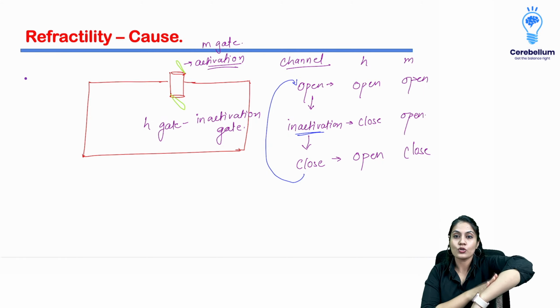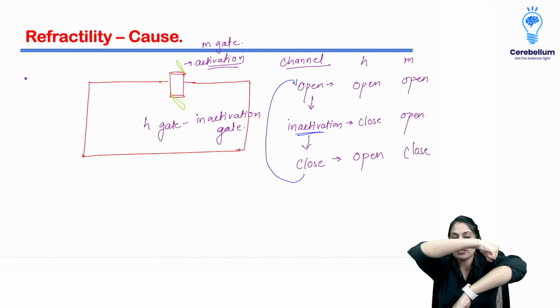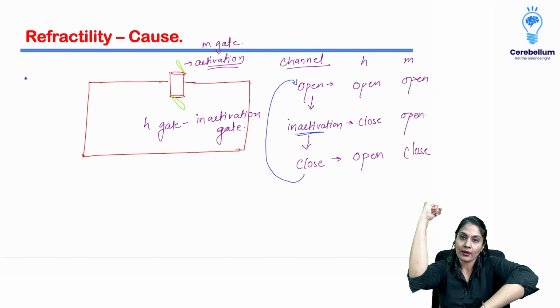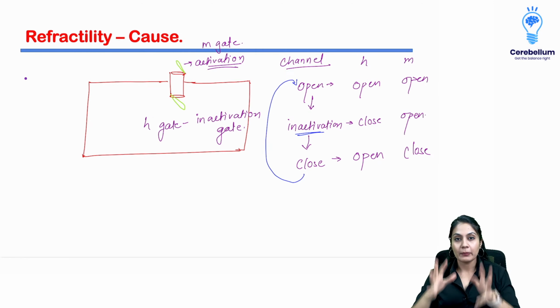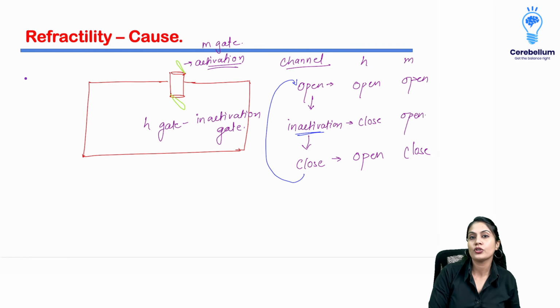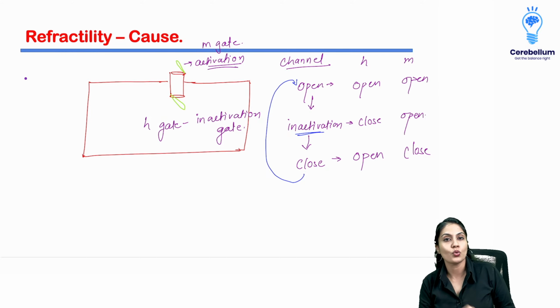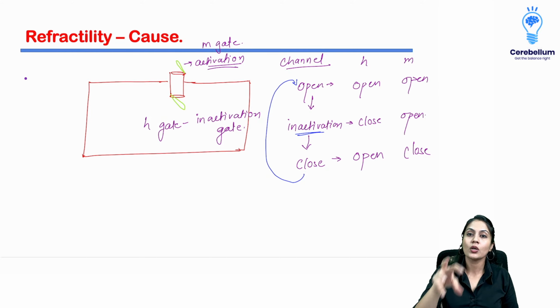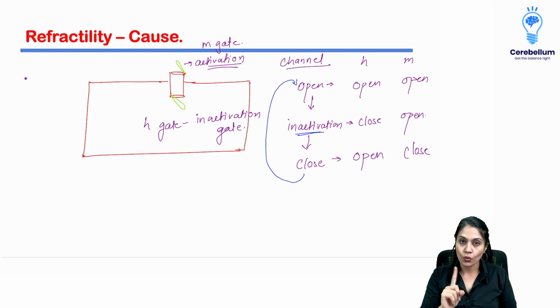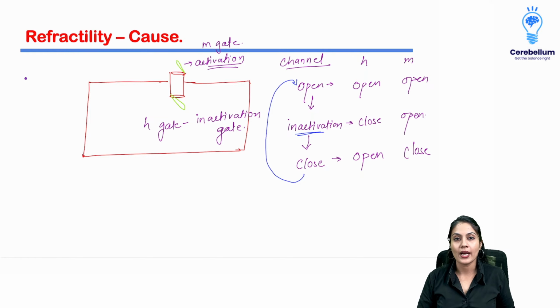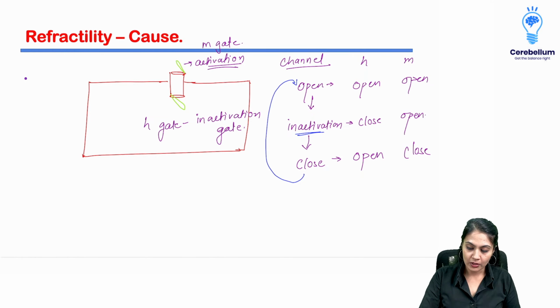That means the H gate will be open, but the M gate is closed. Now, this is not that stubborn a gate. You give a stronger stimulus, this will open and hence it can come into the open condition. But please remember, you cannot go from the inactivation condition towards the open condition. You have to close the channel first. And this occurs from inactivation to the closed state once 1/3 of repolarization is complete. So for the closure of the channel, we require 1/3 of repolarization, and that's why till that time we are going to have the ARP.